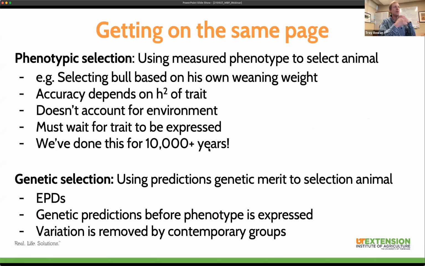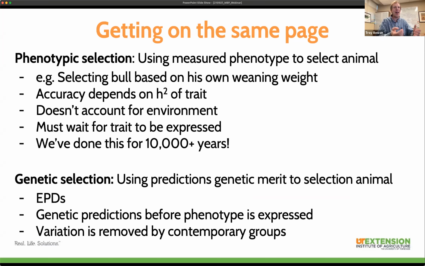And so as we want to get on the same page, I want to also divide selection into two pieces, right? The first being phenotypic selection. This is where we use some sort of a phenotype, some trait, our measurement of that trait on an individual, to select the individual and whether they get to be parents in the next generation. And this is what we've been doing for the last 10,000 years, right? Since cattle have been domesticated, we've been doing phenotypic selection on them.